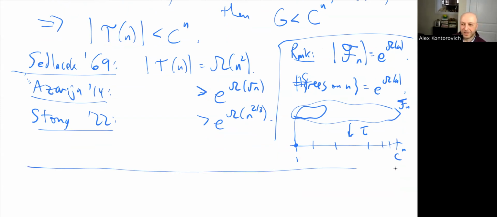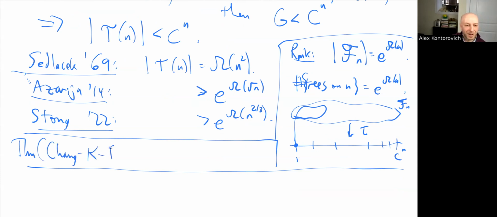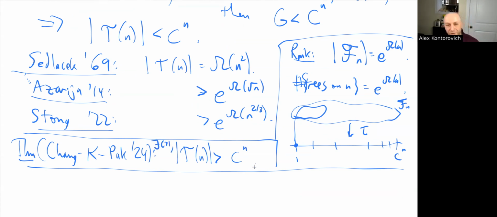Nevertheless, we now have a complete understanding of this, at least qualitatively, without specifying what the constant is. This is a theorem, joint work with Swee Chang and Igor Pak, and it is on arXiv already. The theorem is that indeed tau of n grows exponentially. There exists a constant bigger than 1 so that we have at least exponential growth and at most exponential growth, so we know everything qualitatively about this growth rate.